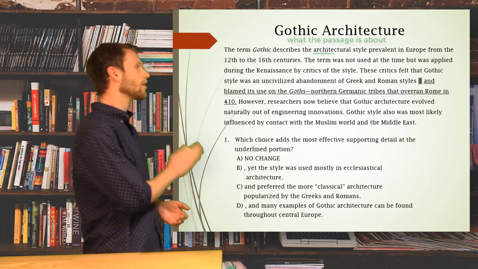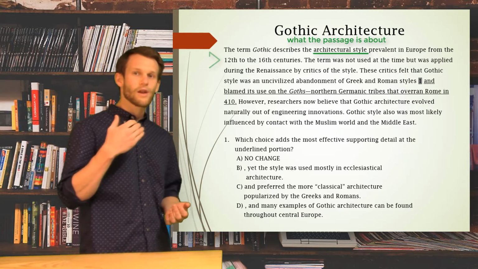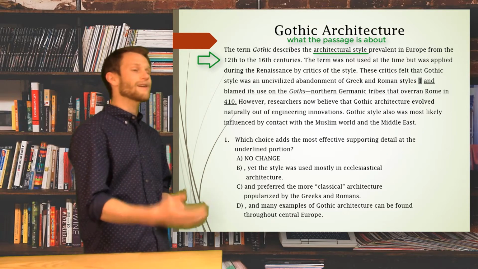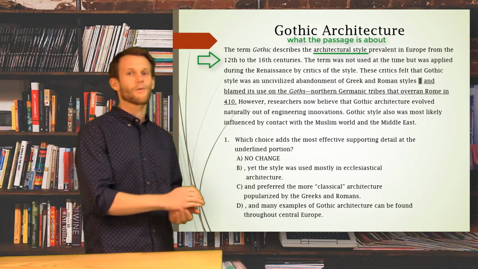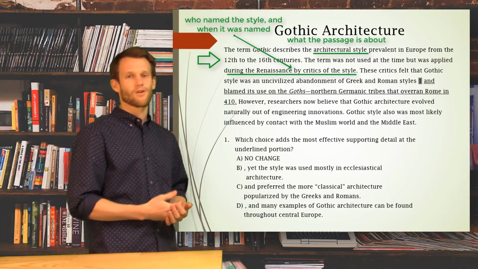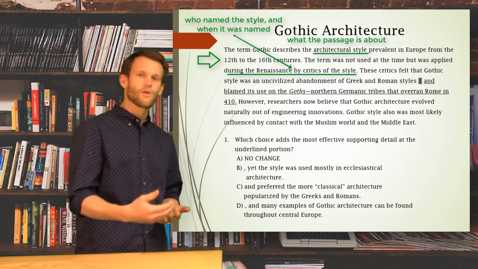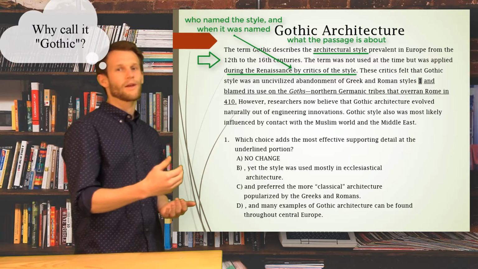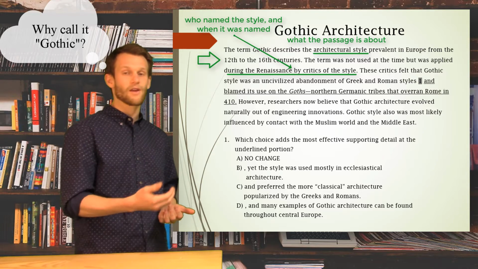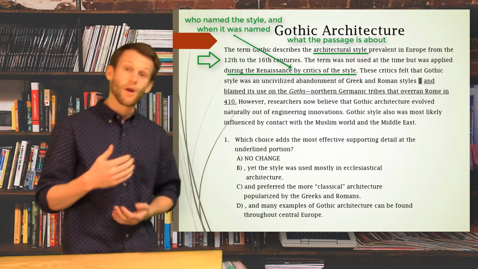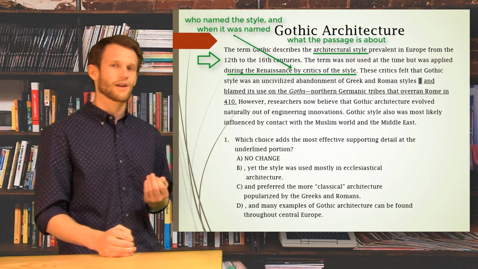We're talking about an architectural style called Gothic architecture, and we know when it's prevalent. We know when the term was invented. It wasn't invented during Gothic architecture's heyday, but rather later, during the Renaissance. And we know who invented this term: it was critics of the style. So the only question left is, why did these critics call it Gothic architecture? That's the question we want answered based on these first two sentences. So we want to look for an answer choice that answers that question. Why is it called Gothic architecture?